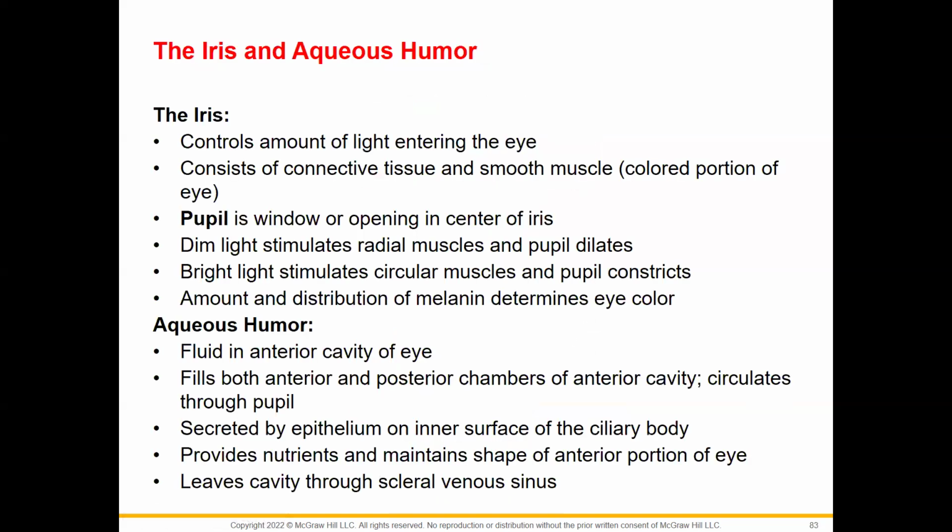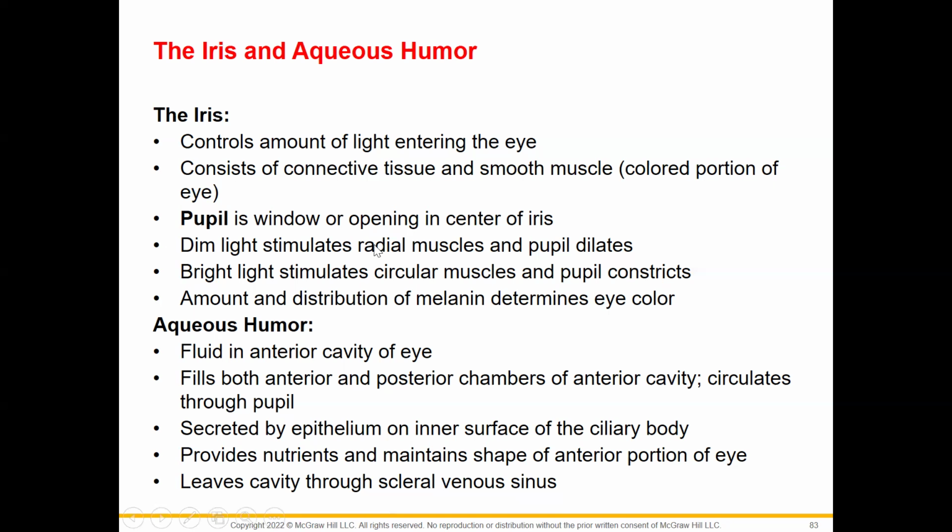The iris and aqueous humor. The iris controls the amount of light entering the eye. It consists of connective tissue and smooth muscle, which is the color portion of the eye. Again, this allows you to say, I have brown eyes, I have blue eyes, I have hazel eyes, I have gray eyes, etc. That is the color portion of the iris. The pupil is the hole in the middle of the iris that the light goes through.